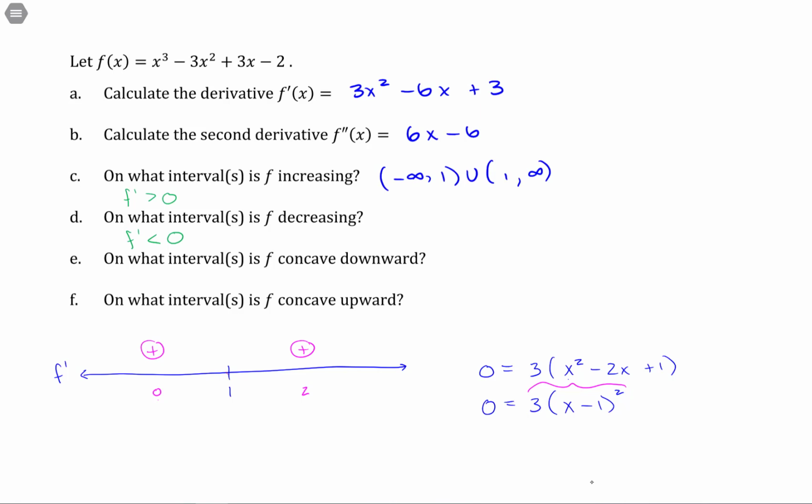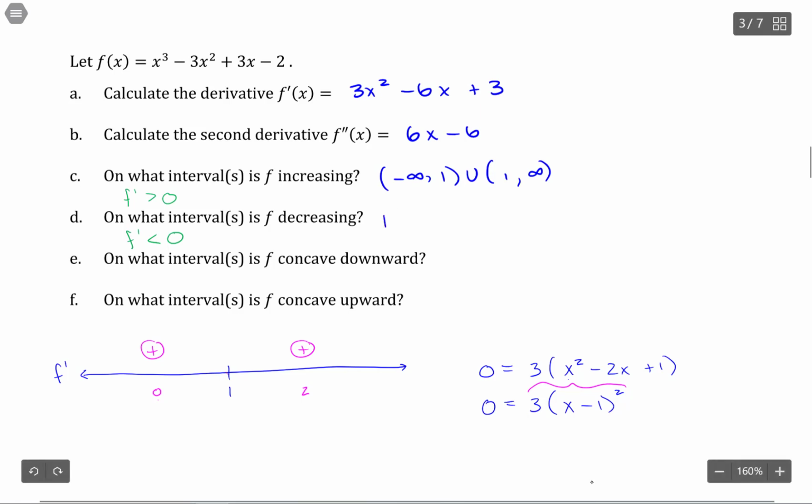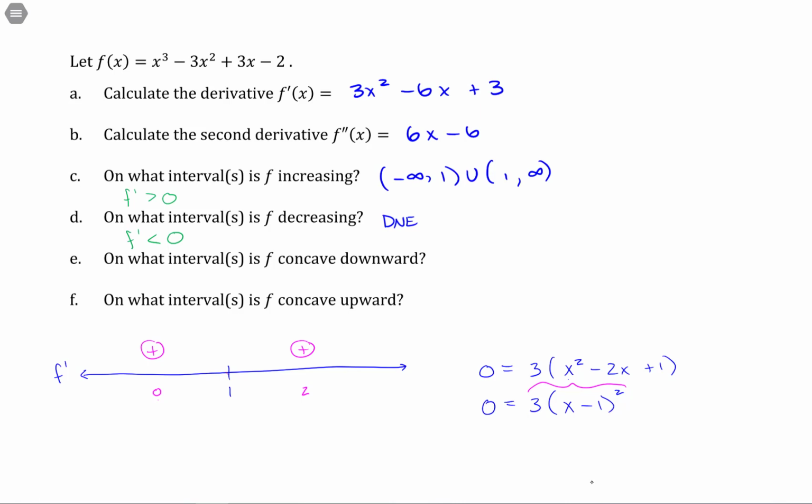On what intervals is f decreasing? So f is decreasing on a null set. We don't have a symbol for a null set here. So what you're told online is to just put that it does not exist. So there's never an interval where this thing is decreasing.